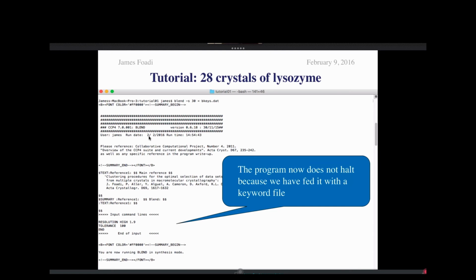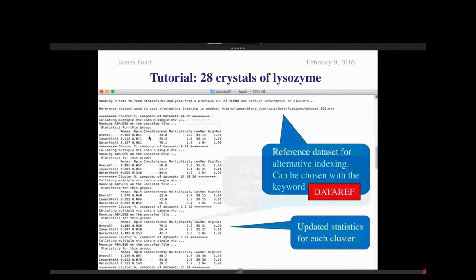This time the program doesn't halt and executes to the end. And you have here the keywords used reported in the log. Now, scaling and merging statistics are updated at each node being processed so that scaling can be monitored.